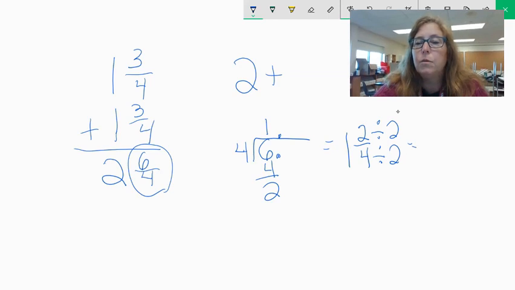So 1 2/4 can be written as 1. The whole part stays the same. 2 divided by 2 is 1. 4 divided by 2 is 2. So 6/4 is the same as 1 1/2.